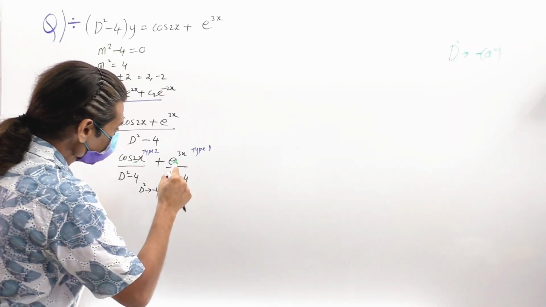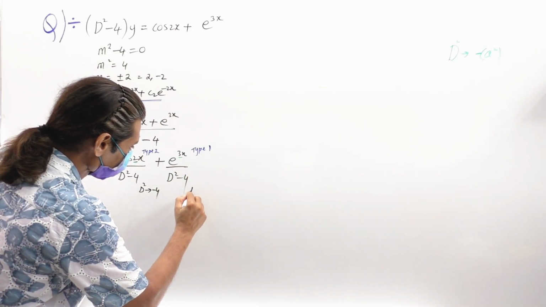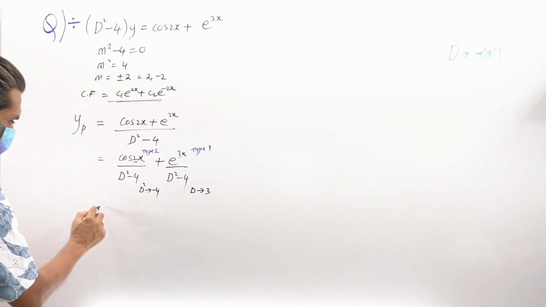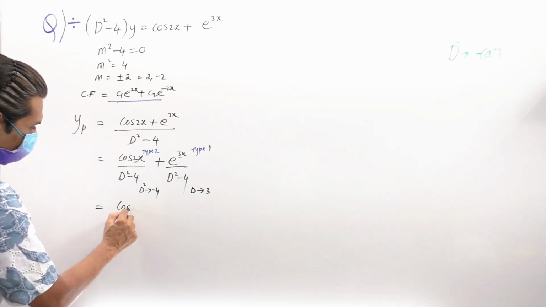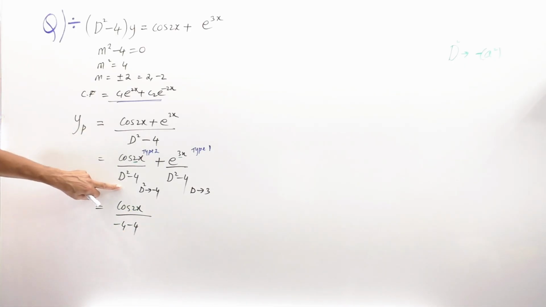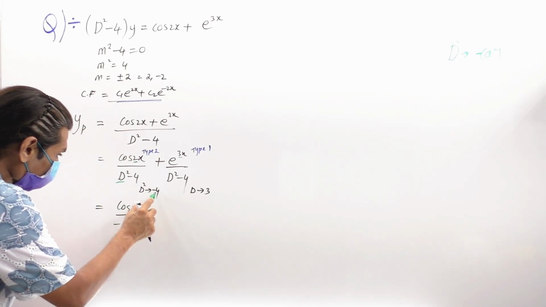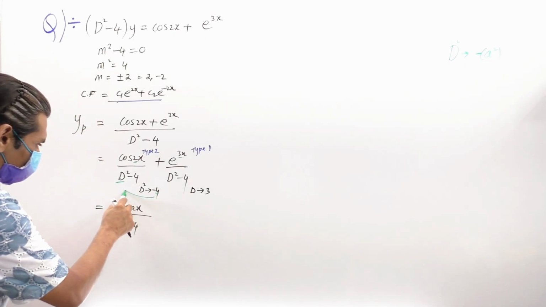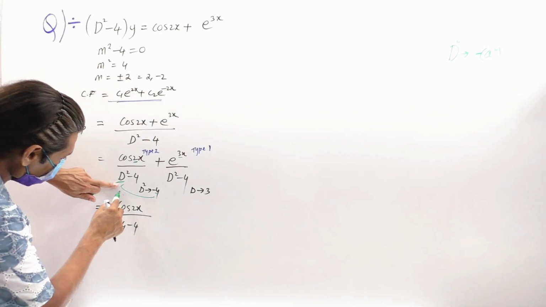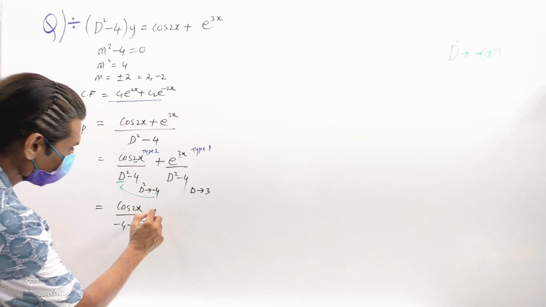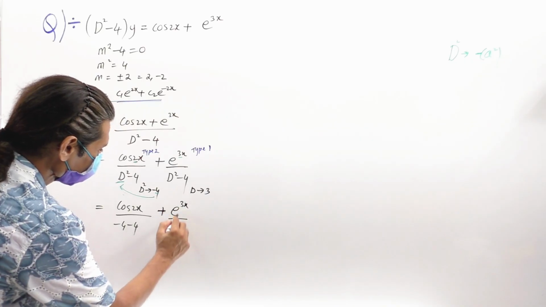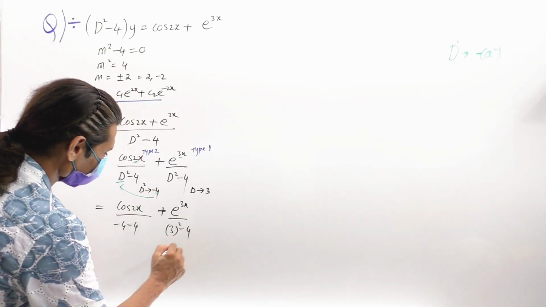Again, this is type number 1. What's a here? A is 3. That means we replace d by 3. Therefore, we have here cos 2x divided by minus 4 minus 4, correct? Wherever there is d square, put minus 4. So cos 2x divided by minus 4 minus 4, plus, again, e raised to 3x divided by 3 square minus 4.